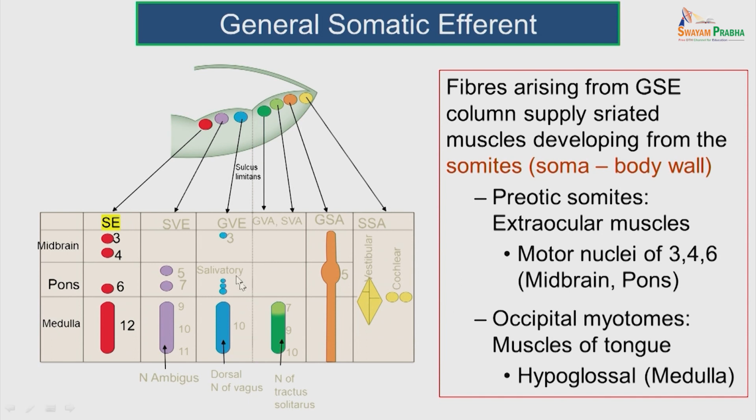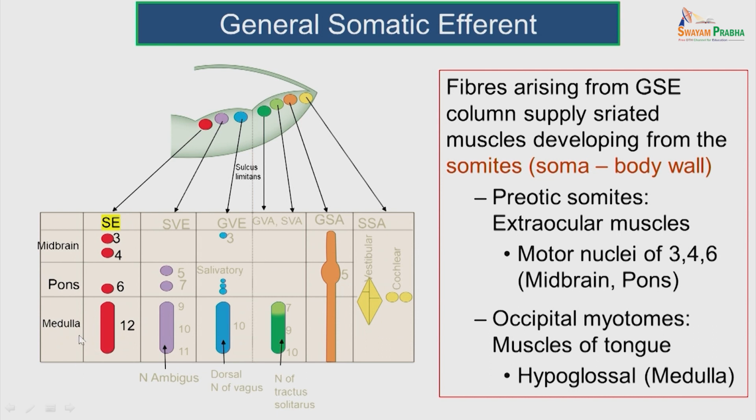So, now we have studied the cranial nerves, what functional components they have. Now, just quickly we will go through each functional component, what it supplies, what the cranial nerves are and where they are present. So, first is the general somatic efferent. That has the 3rd and 4th cranial nerve, in the midbrain, 6th nerve in the pons and 12th, that is the hypoglossal, in the medulla.